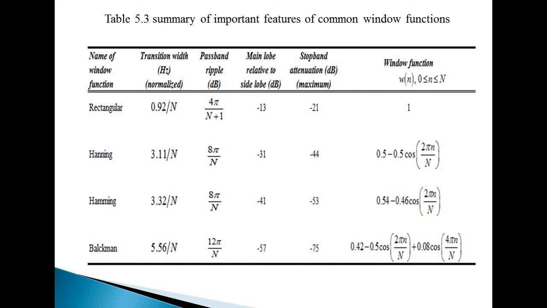See, this is a summary of important features of common window functions. You can compare the windows with the help of the passband ripple, transition width, main lobe relative side lobe, stop band attenuation, then window function. So this is the comparison of rectangular, Hamming, Hanning and Blackman windows. See, the passband ripple depends, obviously, on the number of samples.